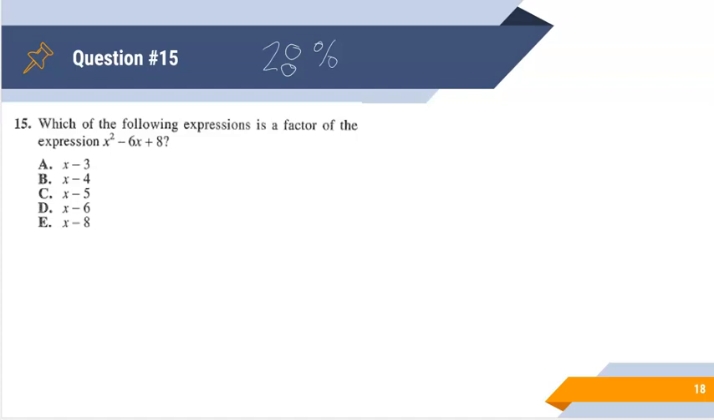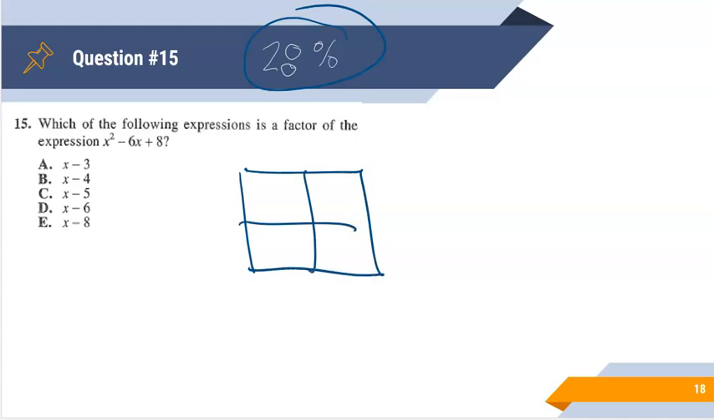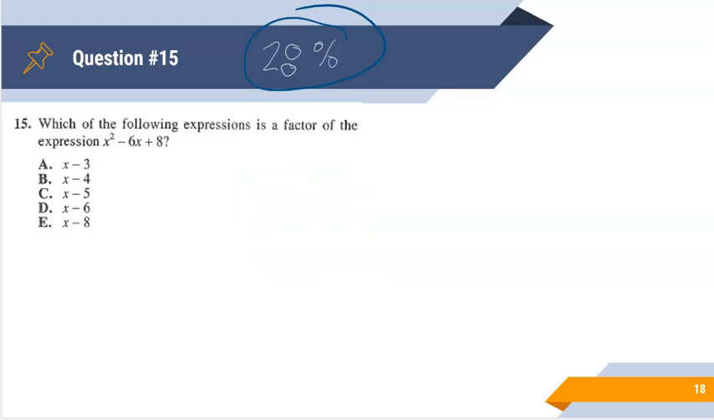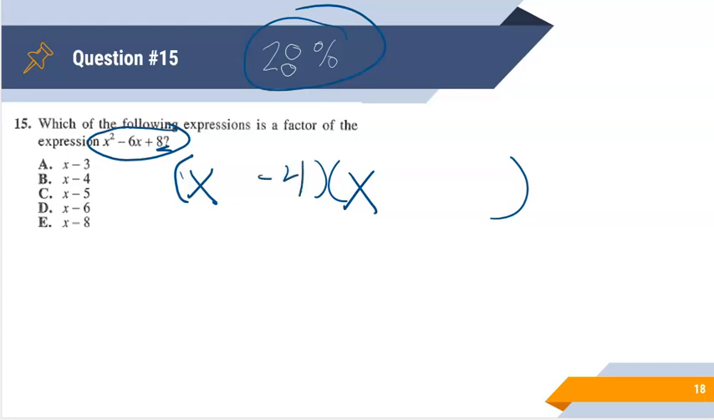Okay, question number 15. 28% of us got this. This is something done in algebra, generally in the 4th quarter. What you're really trying to do is, well, we're trying to find 2 things that would multiply to equal this, right? And we know that x times x would be x squared. Question is, there's a lot of things that multiply to be 8. But if I try -4 and -2, those multiply to be 8.